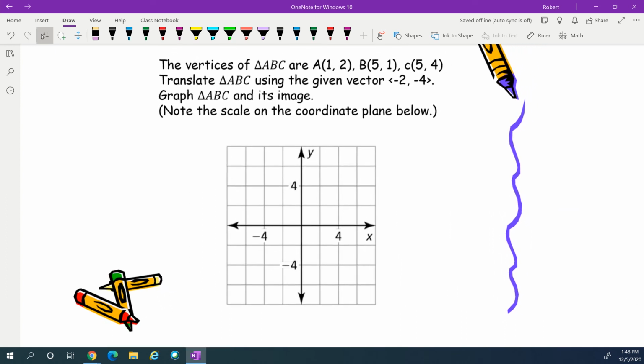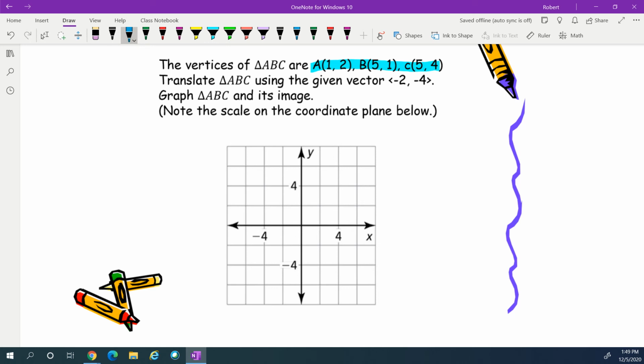In this question, we're asked to apply a translation to a triangle, and we are given the vector. So we should always graph the original. In fact, it says graph the triangle and its image. So we're going to have two triangles. And it tells us to be careful of the scale on the coordinate plane. So if you look at this coordinate plane, it's counting by 2s. We do have to be very careful here. So let's graph our original and see where we end up.